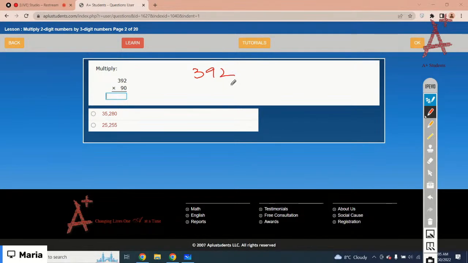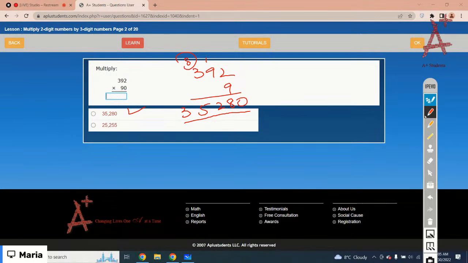Let me just do it again. 9 times 2 is 18, 8, 1 carry. 9 times 9 is 81 and 1, 82, 2, 8 carry. 9 times 3 is 27 and 8, 35. Got it? So it would be 3,528, but we have a 0 with the 90. So it would be 35,280. So option number 1 is the correct option.